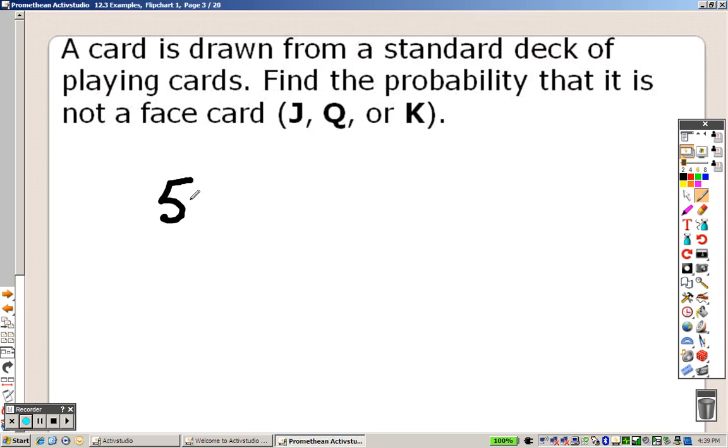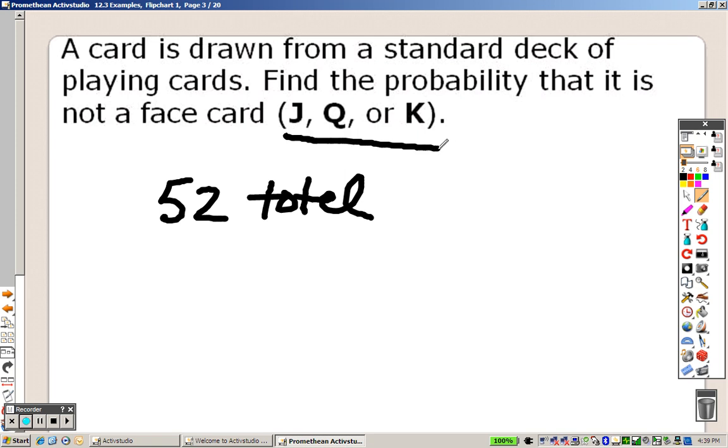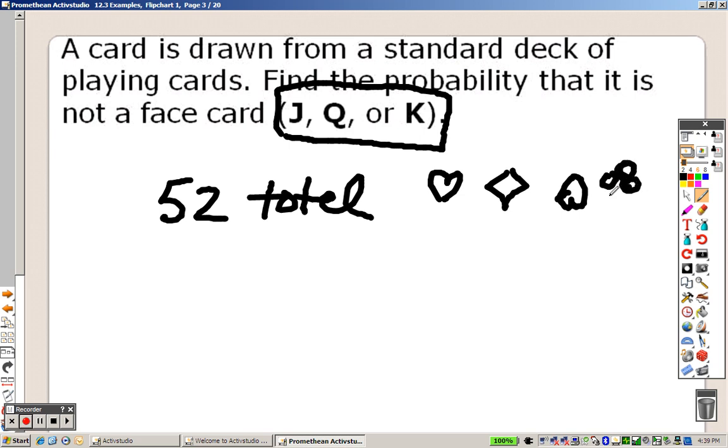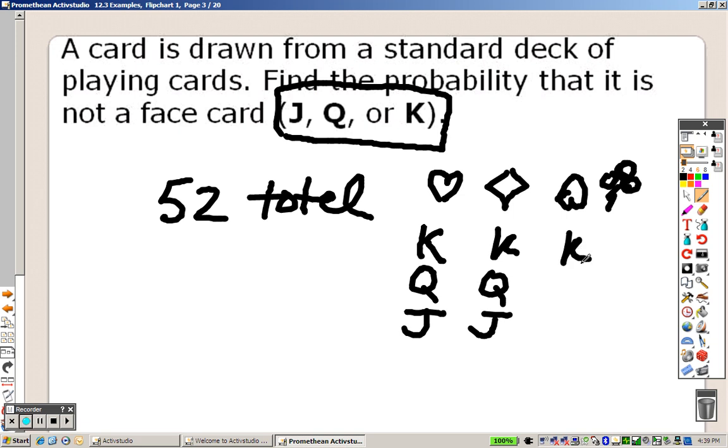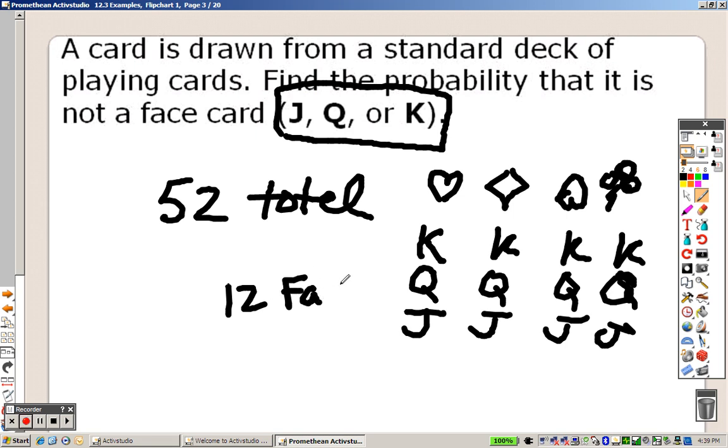Well, there are 52 total cards in a deck. That's the total. They're telling you that a face card is a jack, queen, or king. So how many face cards are in a deck? Well, you have hearts, diamonds, spades, and clubs. So there are 4 suits, and you have a queen, a jack, and a king in every single one, right? So just count them up: 1, 2, 3, 4, 5, 6, 7, 8, 9, 10, 11, 12. So there are 12 face cards out of 52.